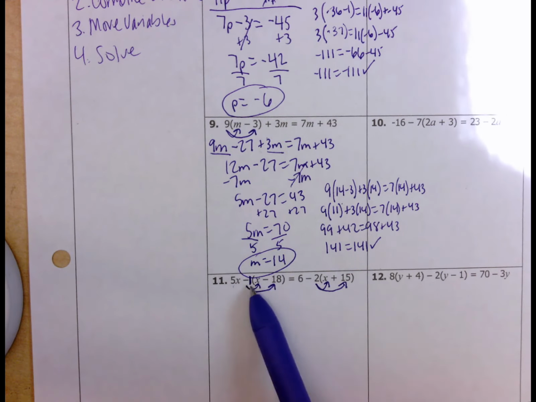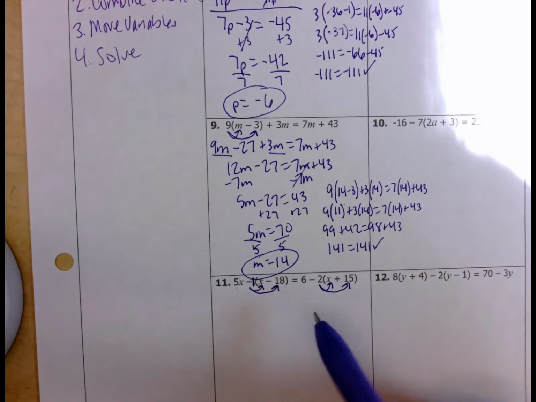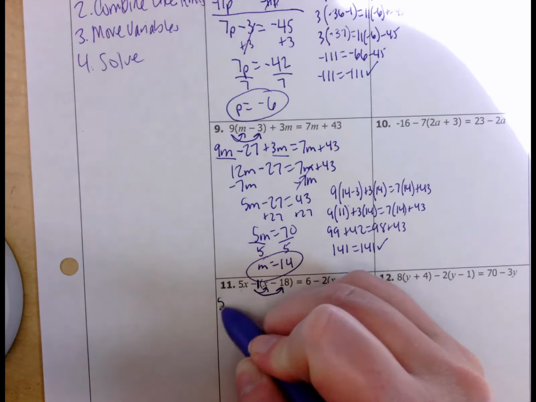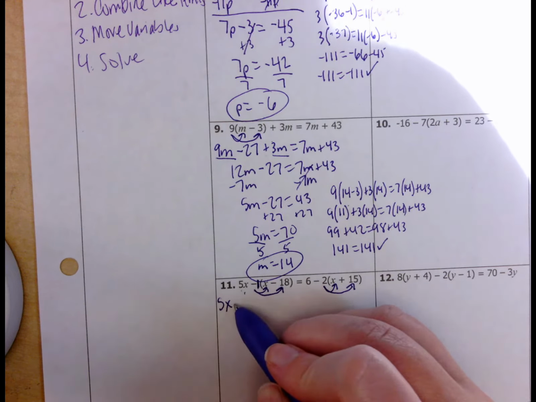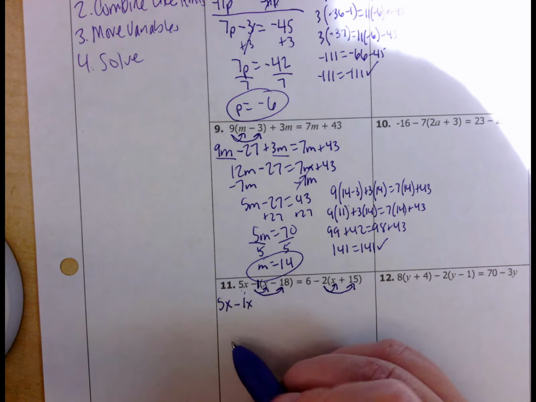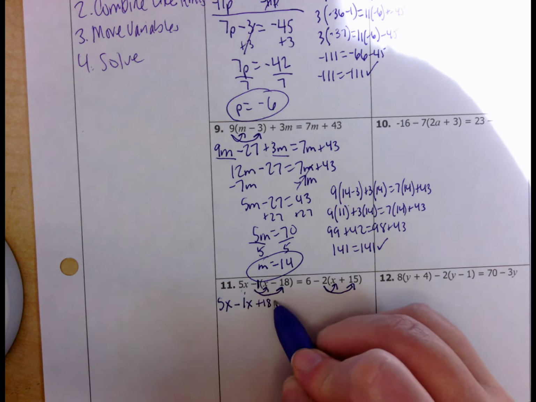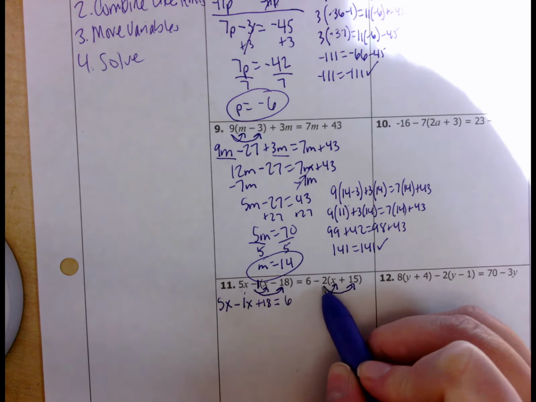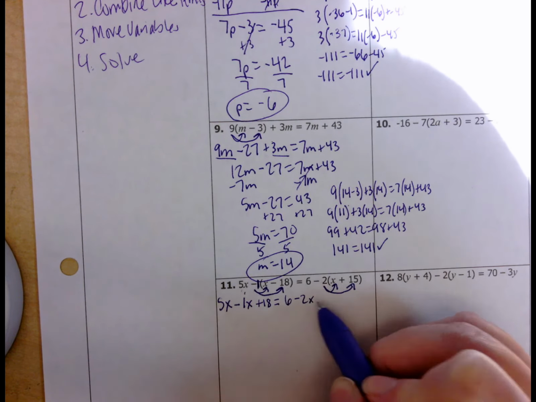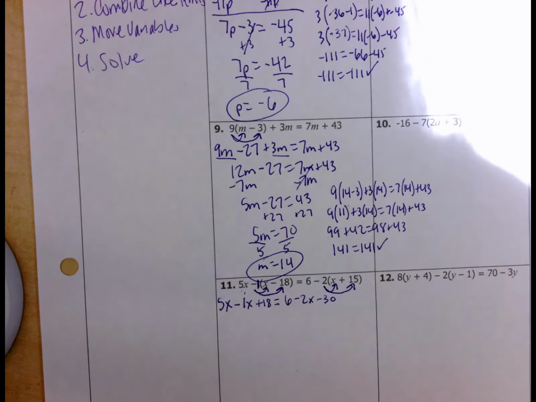So we're going to distribute the -1 and we're going to distribute the -2, and then we're going to rewrite what we get. So we start with the 5x, nothing has changed there. Then we have -1 times x, which is -1x. -1 times -18 is a +18. And on the right side we have 6. -2 times x is -2x. And -2 times 15 is -30. Okay, so we've distributed that, step 1.